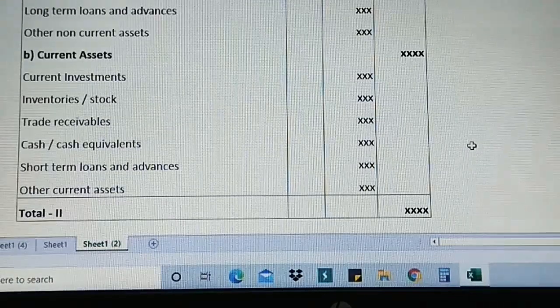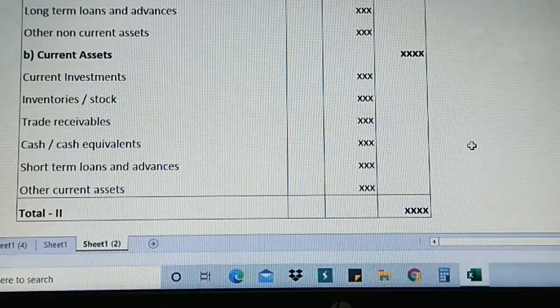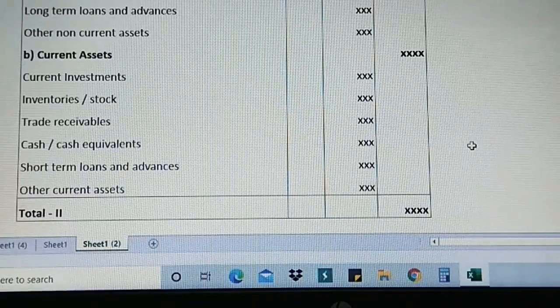Fine students, I guess you people have understood the concept. If you are going to learn this, it's easy for us to go for the next step of calculations.